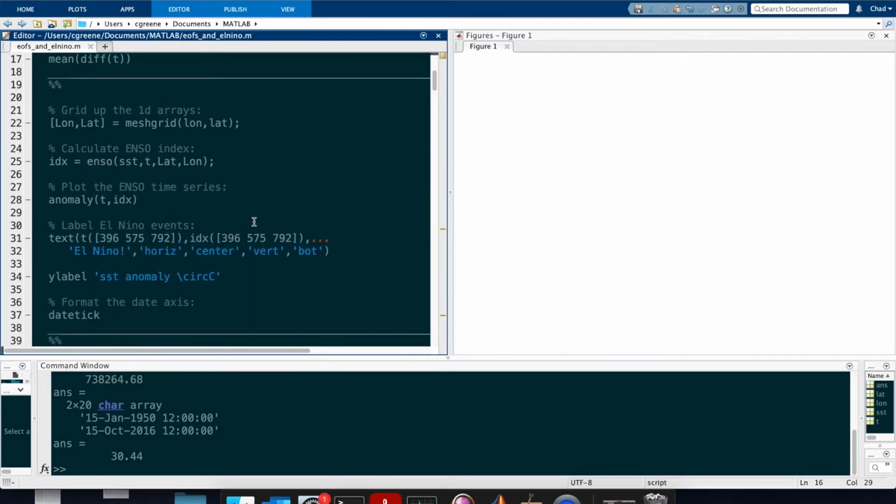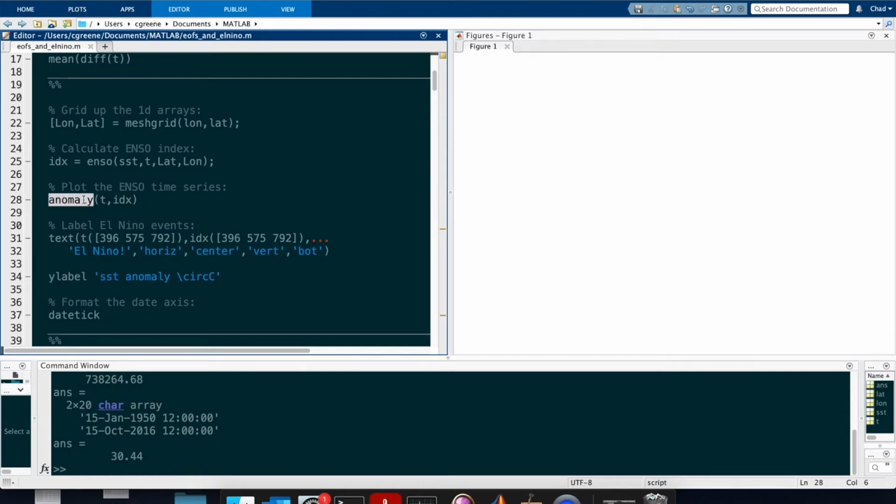Now, if we're interested in calculating El Niño, the easiest way to do that in Climate Data Toolbox is simply to use the enso function, El Niño Southern Oscillation Index. The enso function takes SST data, raw SST data, with time, and then the corresponding grid points in that SST data. And it'll give you an index of El Niño values for the time series.